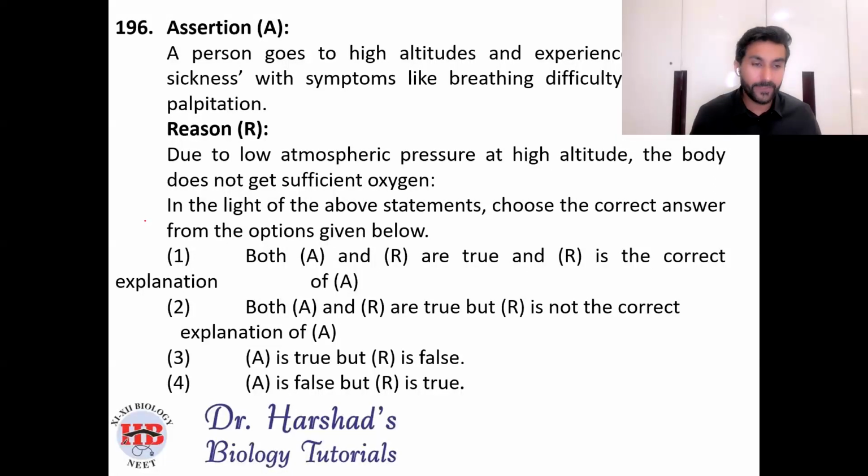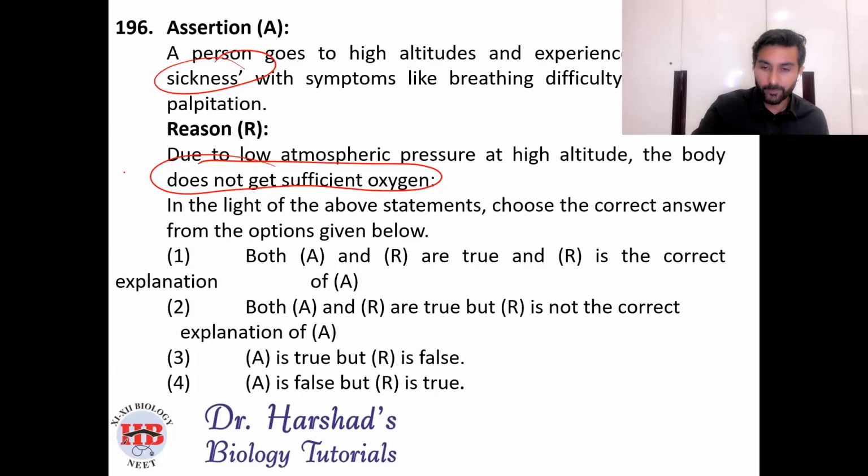A person goes to high altitudes and experiences altitude sickness. Now, why exactly does a person suffer from altitude sickness? It's because of lack of oxygen, or rather deficiency of oxygen in the atmosphere. So the first statement talks about altitude sickness. The second statement tells you the body does not get sufficient oxygen. So both the assertion and reason are correct, and the reason is the correct explanation of the assertion. So the answer in this case would be option number 1. Both assertion and reason are true, and the R is the correct explanation.